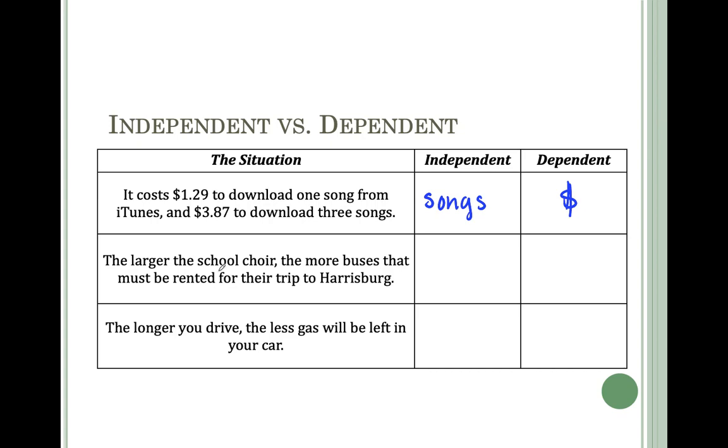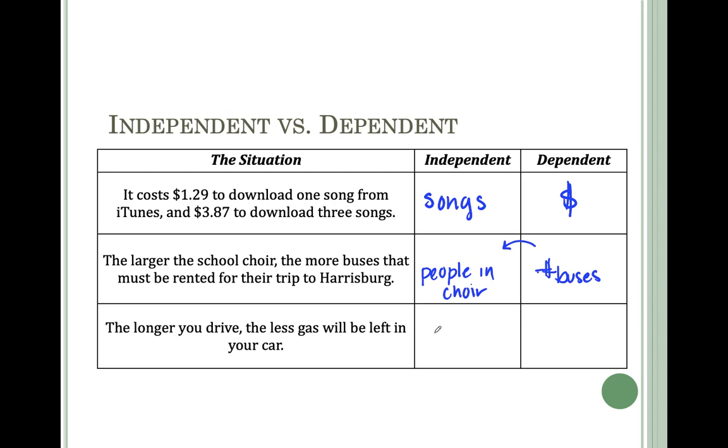For the second example, the larger the school choir, the more buses must be rented for their trip to Harrisburg. The independent is the number of people in the choir, and the dependent is the number of buses, because that depends on how many people there are in the choir.